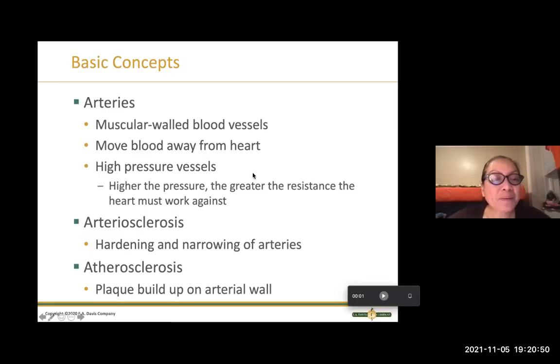So the basic concept is that we will start with the arteries. The heart is not just a pump. There are arteries and veins. The veins are the venous stasis or stasis. The arteries are the arteriosclerosis and atherosclerosis. So we will go over the basic concepts.